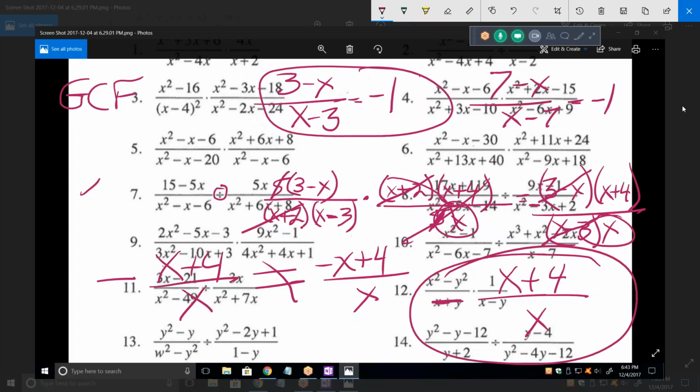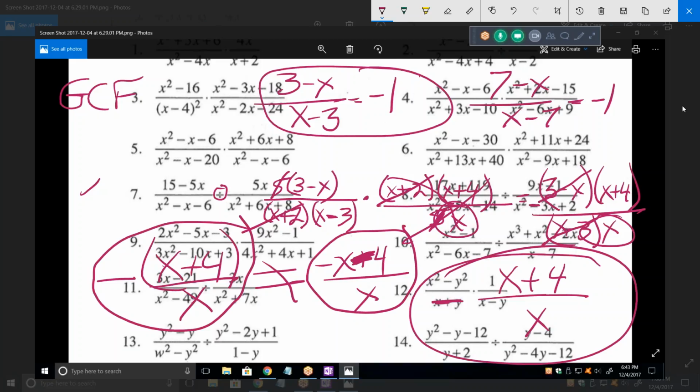I have to put parentheses around that, and when I distribute that negative sign to the numerator, it becomes negative x negative 4. So that would be the same as that. That's one of the reasons I prefer to put the negative sign out in front of the fraction and not with either the numerator or the denominator.